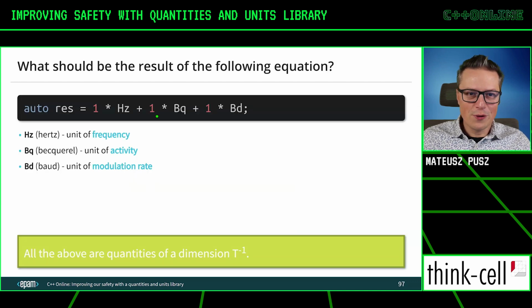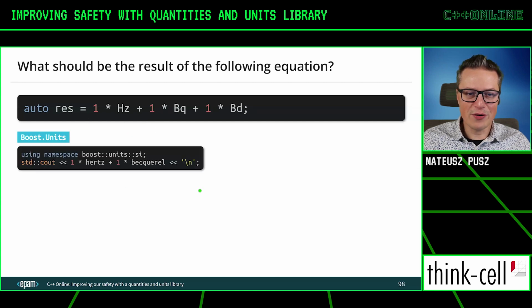What should be the result of the following equation? 1 Hertz plus 1 becquerel plus 1 baud. Hertz is a unit of frequency, becquerel is a unit of activity, baud is a unit of modulation rate. All of the above are quantities of dimension T minus 1. So the same dimension, but different quantities.